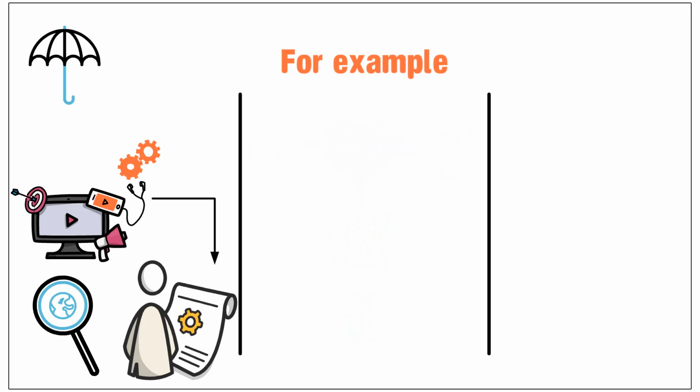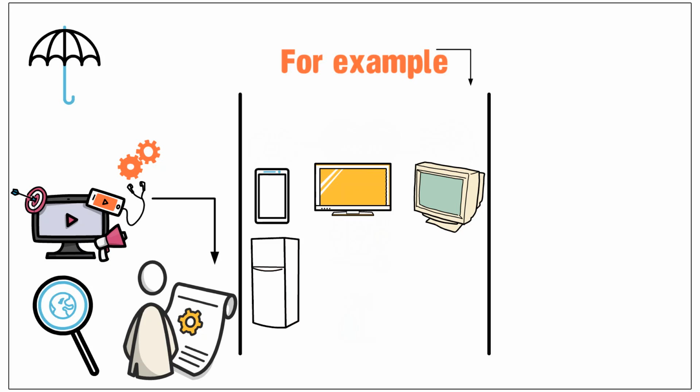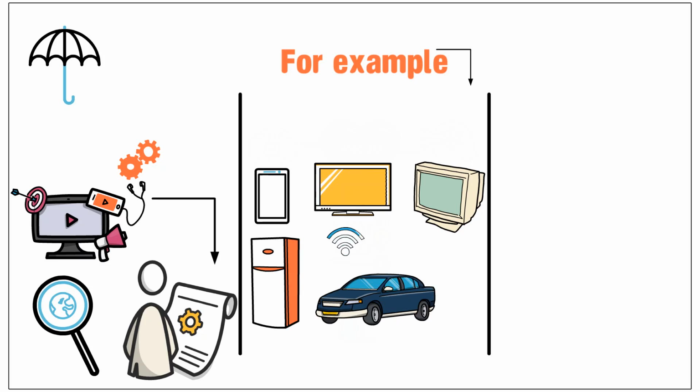For example, in the past, most homes accessed the internet only through big bulky computers that sat in the corner of the room. Today, everything from mobile phones, televisions, refrigerators, and even cars have the ability to connect to the web.